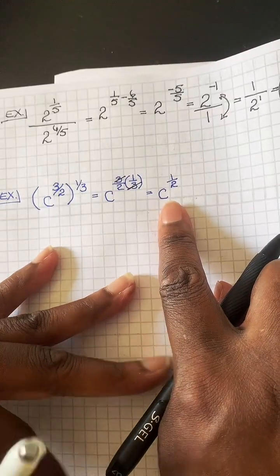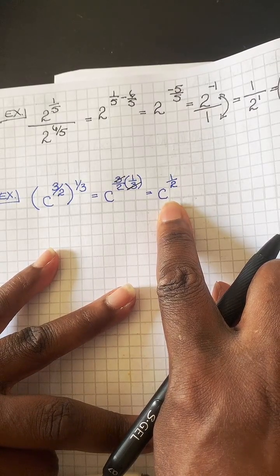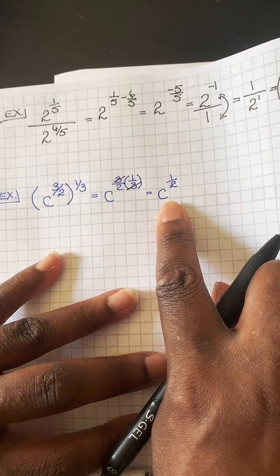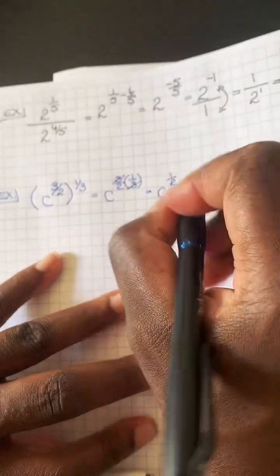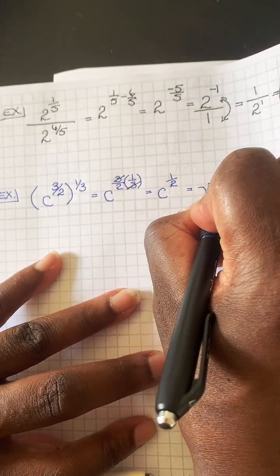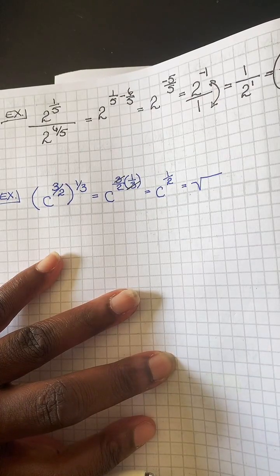So that's what it looks like as your exponent. What would it look like as a root? What would it look like as a root?